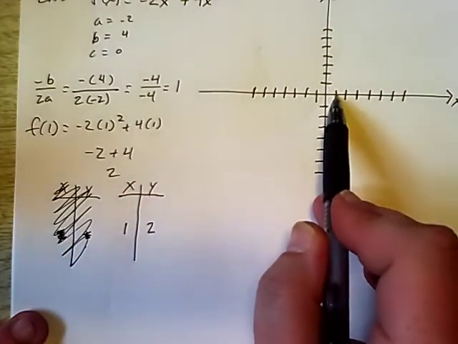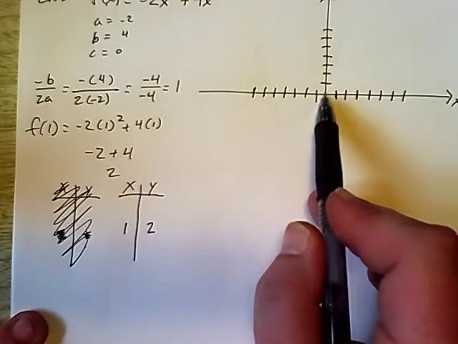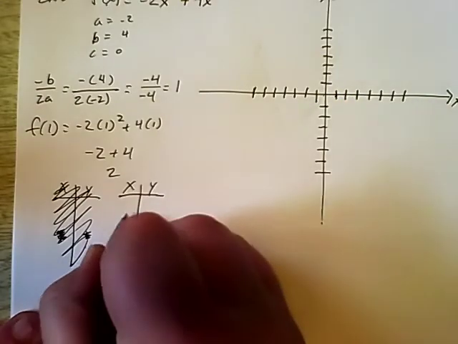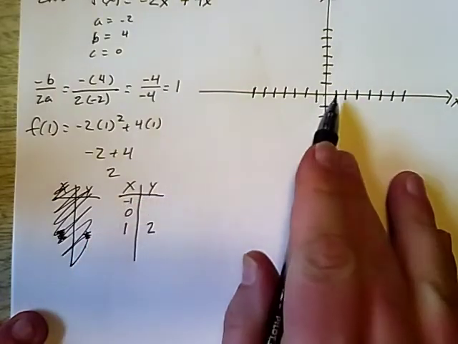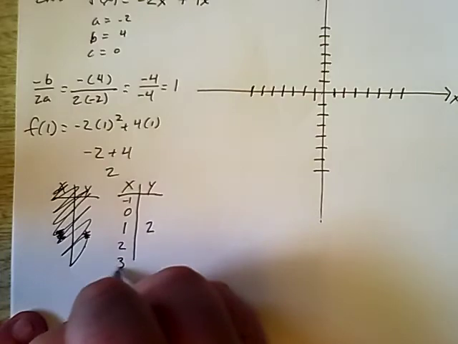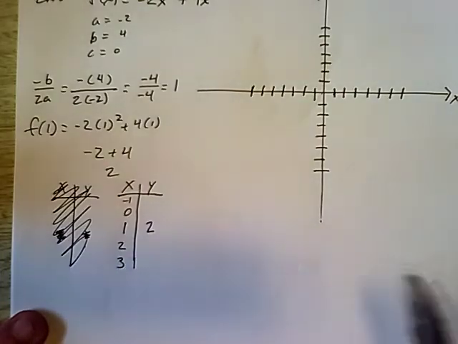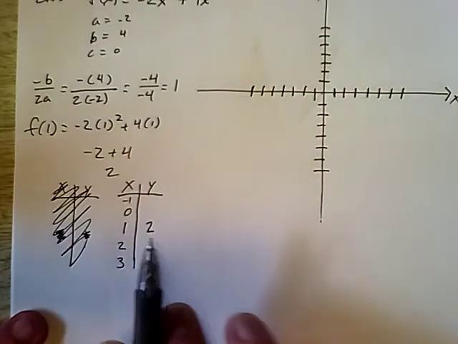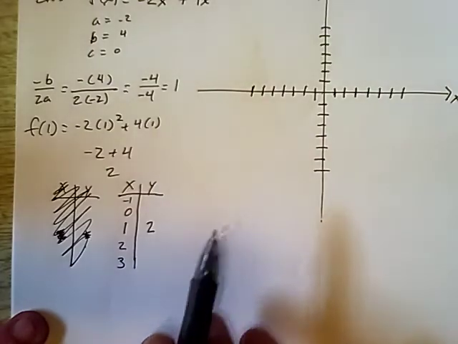All right, so here's 1. The two numbers to the left are going to be 0 and negative 1. The two numbers to the right are 2 and 3. Now, this might seem confusing, but it has everything to do with symmetry.